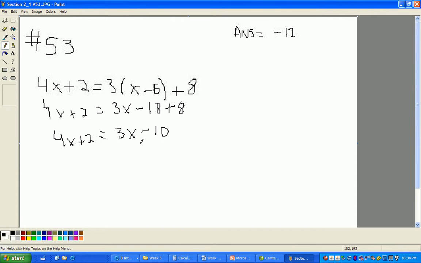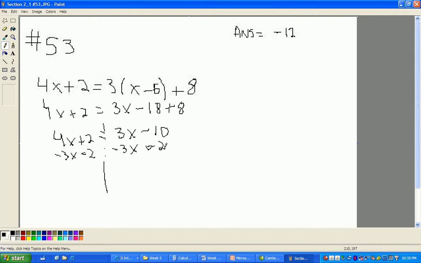So let's practice that. How do we get rid of the 3x? We subtract 3x from this side. But remember our golden rule? If we do it to this side, we've got to do it to this side as well. So we subtracted 3x there. Now we also want to go ahead and take the 2 from this side away. We can do that by saying, okay, subtract 2 from this side. But if we subtract 2 from this side, we also got to subtract 2 from this side.